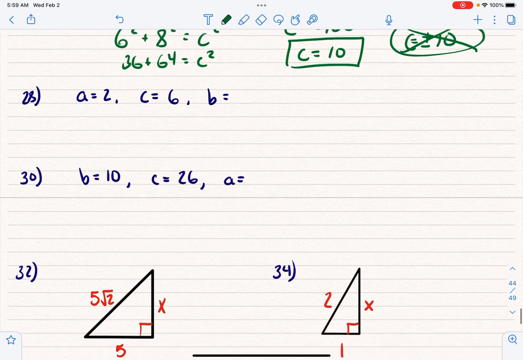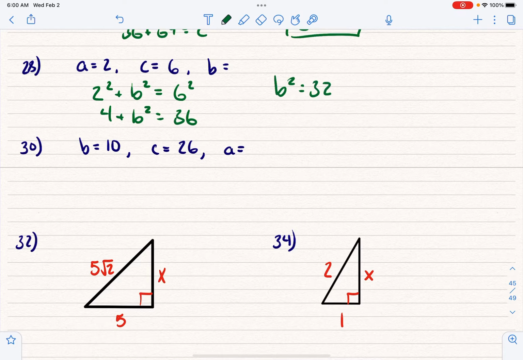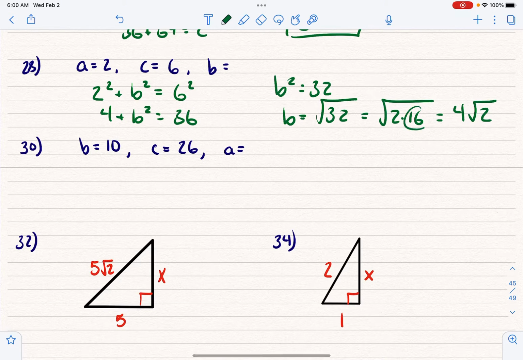Okay, next one, we're trying to figure out b while given c. So we say 2 squared plus whatever b squared is equal to 6 squared. So that's saying 4 plus b squared is equal to 36. So therefore b squared is equal to 32. B is equal to the square root of 32. And you can simplify that a little bit because I know that that's the same thing as the square root of 16 times the square root of 2. So therefore that's 4 times the square root of 2. The 16 came out and the 2 stays behind. So b is equal to 4 times the square root of 2.